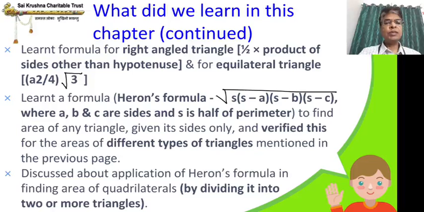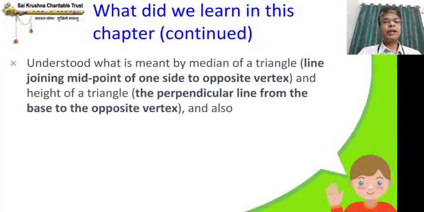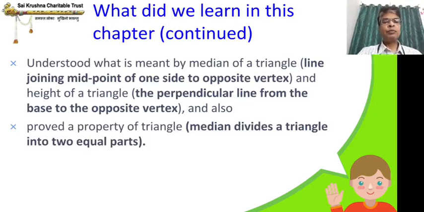And discussed the application of Heron's formula in finding the area of quadrilaterals by dividing it into 2 or more triangles. And understood what is meant by the median of a triangle, that is the line joining the midpoint of one side to the opposite vertex, and the height of a triangle, the perpendicular line from the base to the opposite vertex, and also proved a property of triangles: a median divides a triangle into 2 equal parts. So many things we have learned from this chapter.